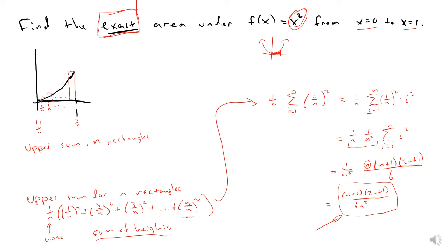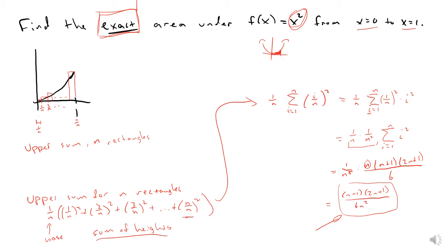All right, so this is a great shortcut we can use to find the upper sum, in this case for x squared, from 0 to 1 with n rectangles, where n can be any number we want. All right, so now let's come back to our original question.